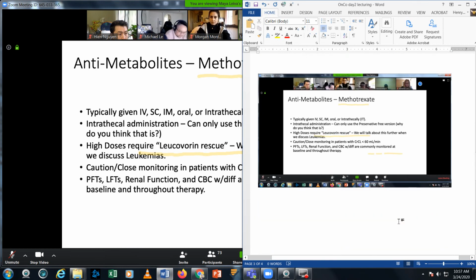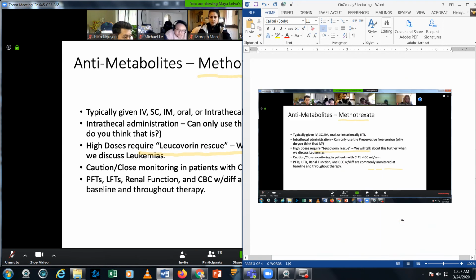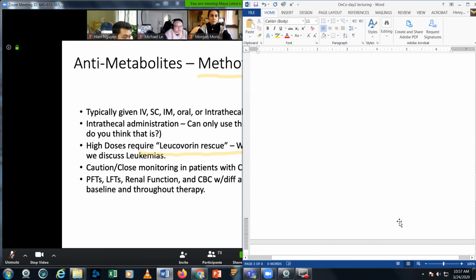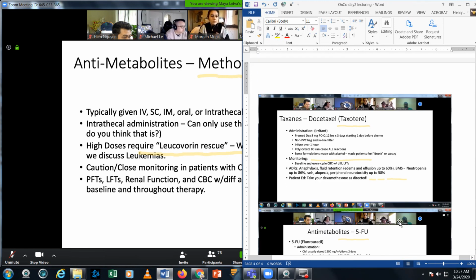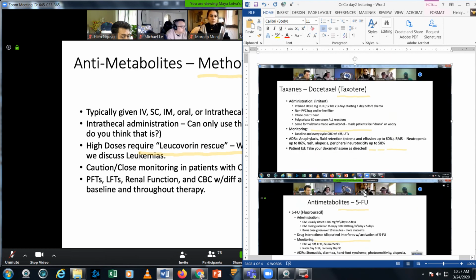Now, some of you may have seen this on hospital or IPPE rotations. Can you think of why we only use preservative-free versions for intrathecal administration? First of all, do you guys know what intrathecal means?